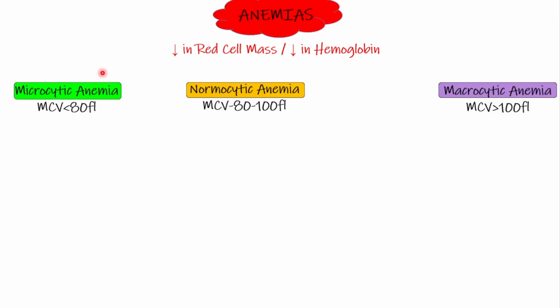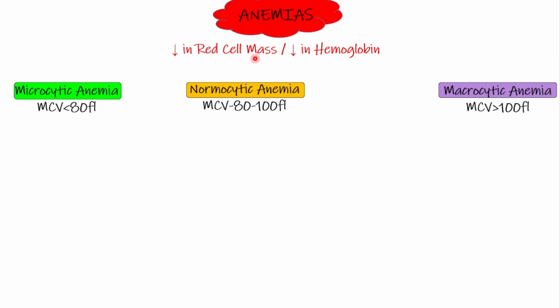So morphologically, anemias are divided into three types. So what exactly is anemia? Anemia is a decrease in red blood cell mass or a decrease in hemoglobin concentration. So either a decrease in red cell mass or a decrease in hemoglobin concentration is known as anemia.